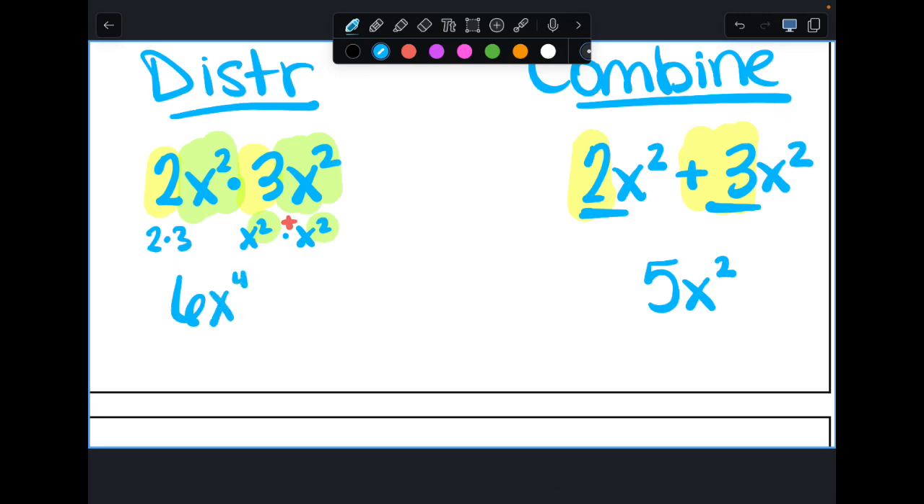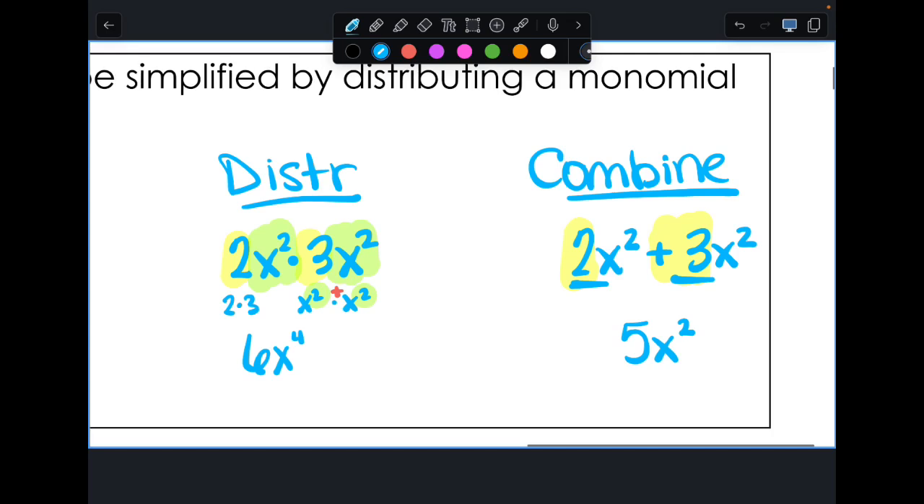So distributive means to what? Multiply. Combining means to add. Two different rules. Look at the difference. When you combine, you don't change the exponent. But when you distribute, yes, you do change the exponent. And it's kind of hard to wrap your mind around going back and forth.